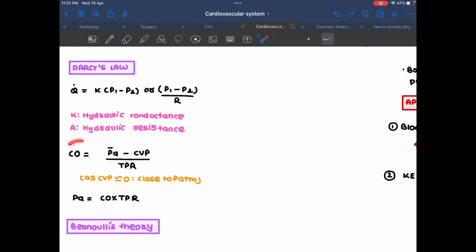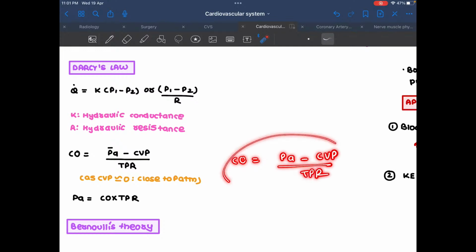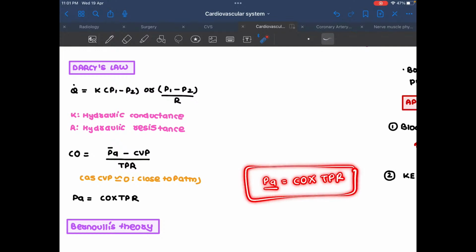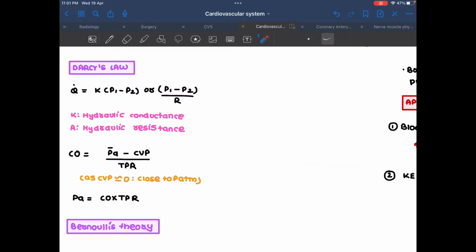So if I talk about cardiac output, which is a form of flow, I can say the cardiac output is equal to the pressure in the aorta minus the central venous pressure, divided by the total peripheral resistance. Very important. And because the central venous pressure is almost equal to zero, not exactly zero but close to P ATM, with which we are comparing, the pressure in the artery can be equated to cardiac output times total peripheral resistance, and that is what we discuss. So the blood pressure is the multiplication of cardiac output and total peripheral resistance.